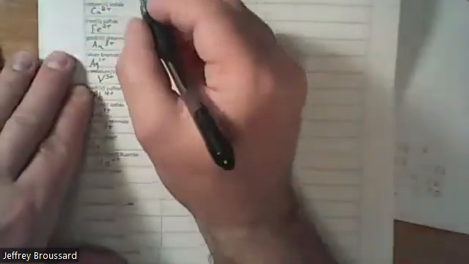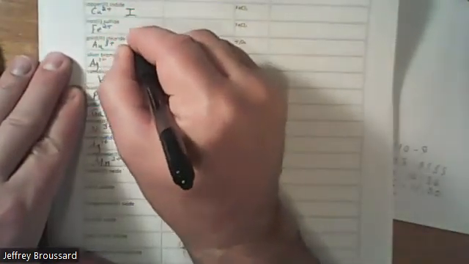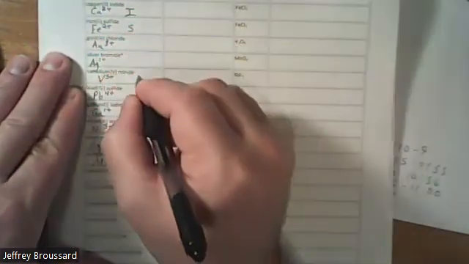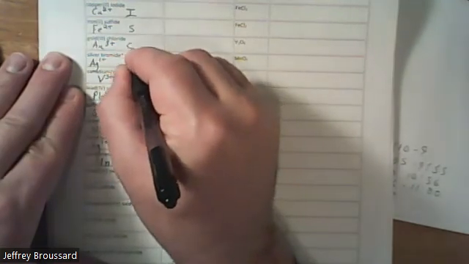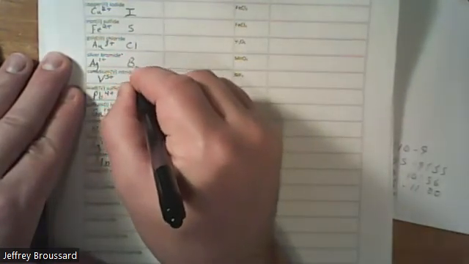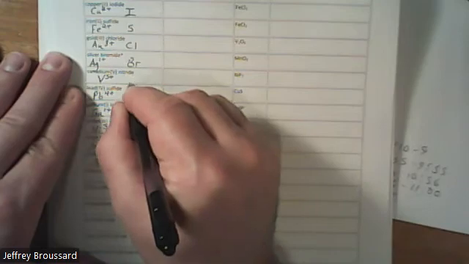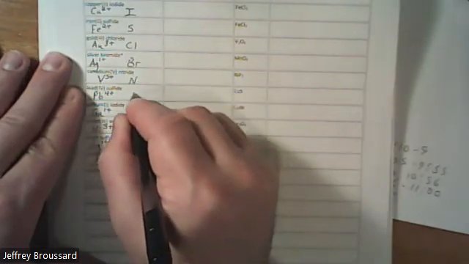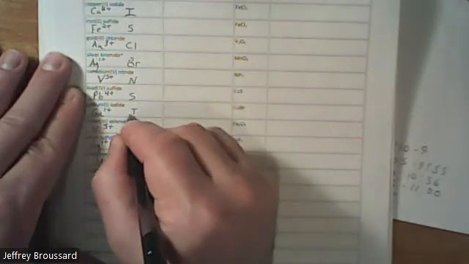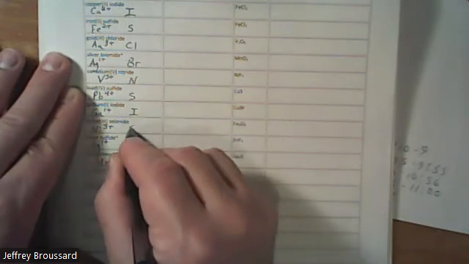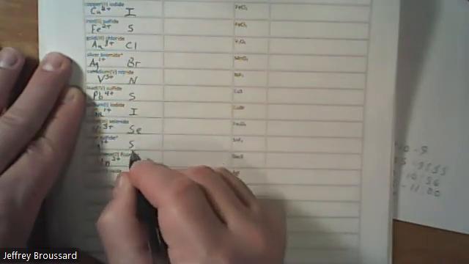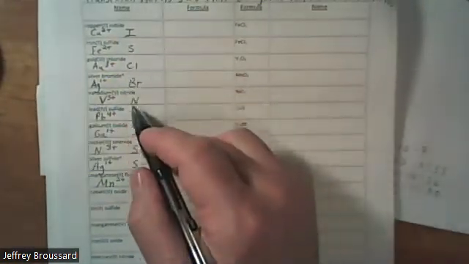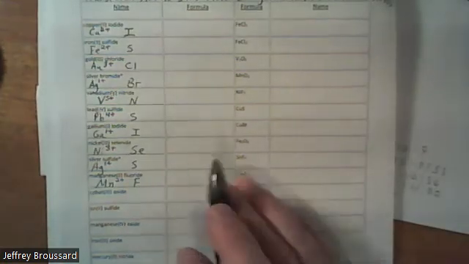Okay, what about the negative ions? So we have iodide, sulfide, which is going to be sulfur, chlorine, Cl, bromine, Br, nitrogen, N, sulfide, S, iodide, I, selenide, Se, sulfide, S, fluoride, F. Okay. What are the charges on these based off their positions in the periodic table?